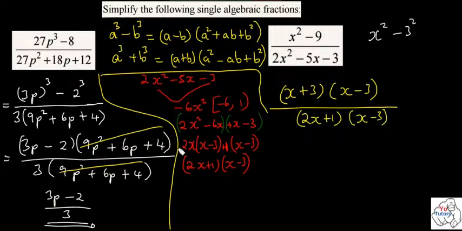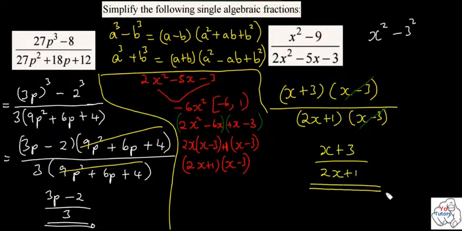Then from there, we can see what is common: x minus 3, x minus 3. We cancel it out, and our final answer will be x plus 3 over 2x plus 1. That's our final answer. Then let's move on and see our next problem.